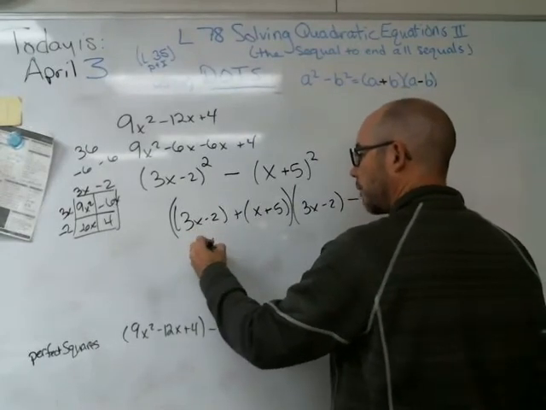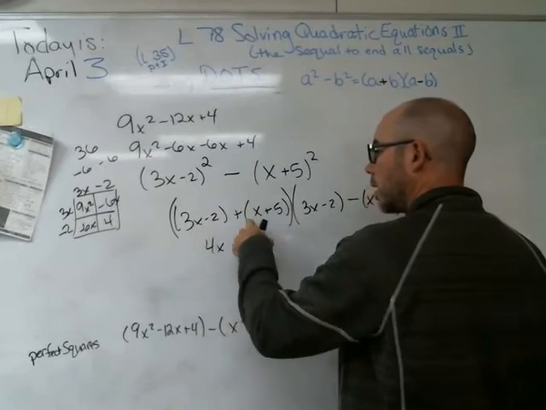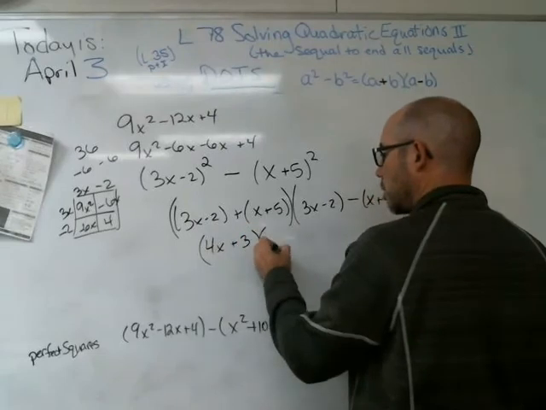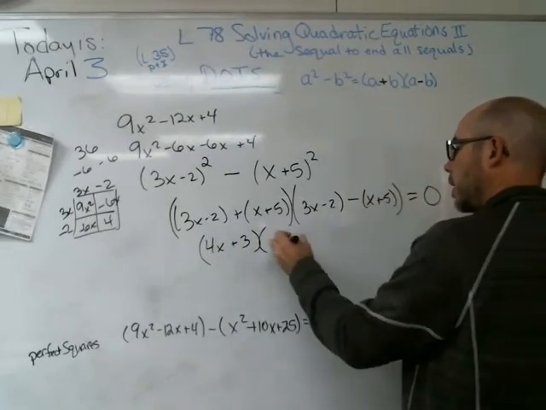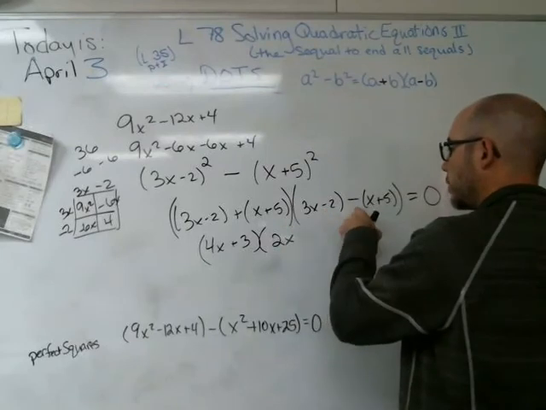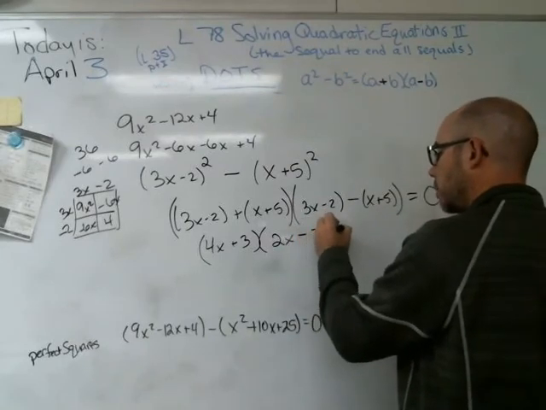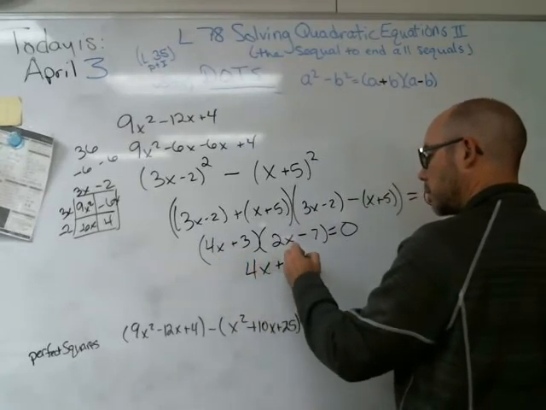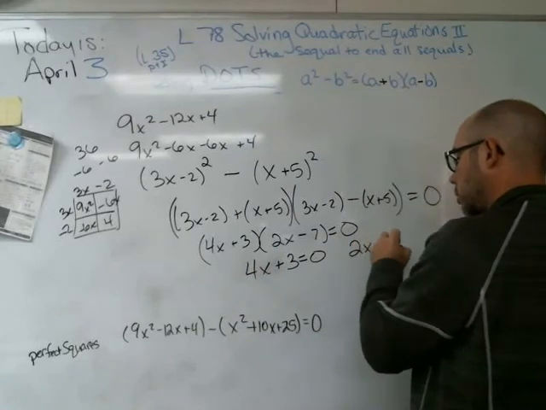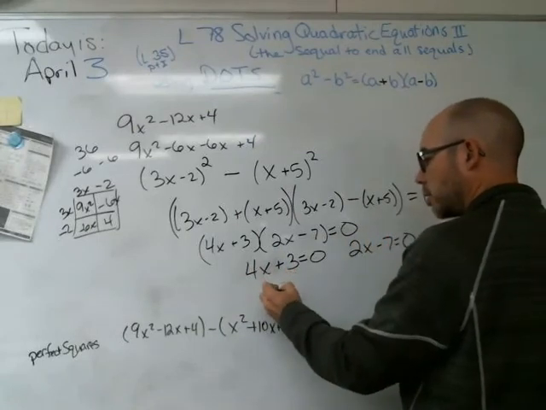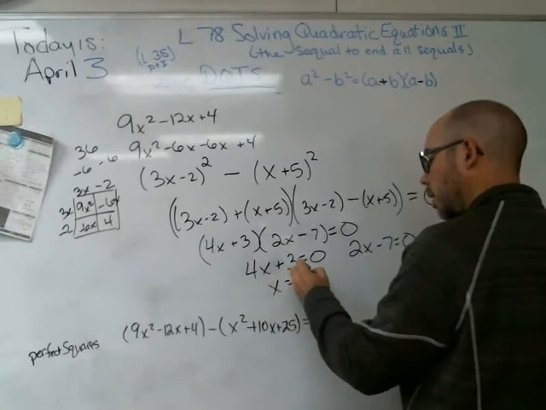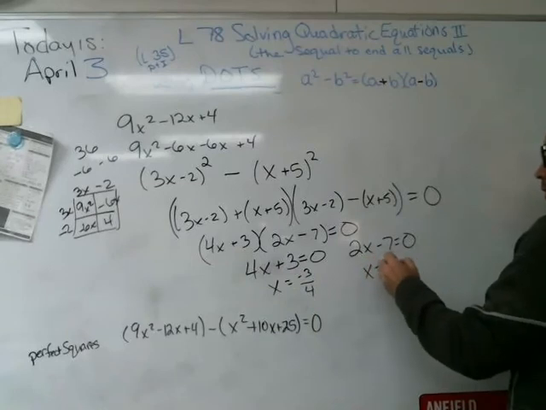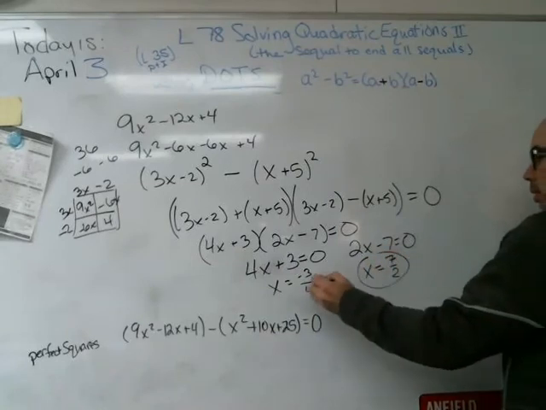3x plus x is 4x. Negative 2 plus 5 is a plus 3. This one right here, 3x minus x is 2x. Negative 2 minus 5 is negative 7. There's our two things that we need to set equal to 0. And this one turns into x equals negative 3/4. This one right here turns into x equals 7 over 2.